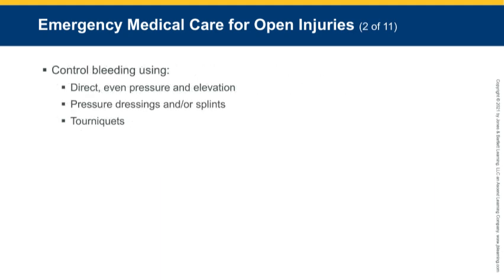Bleeding control is a priority. Use direct pressure and elevation first, followed by pressure dressings and splints. If these methods fail, a tourniquet may be necessary.